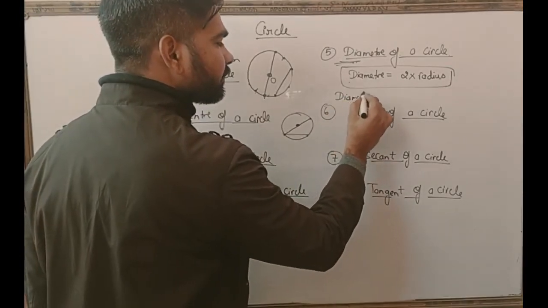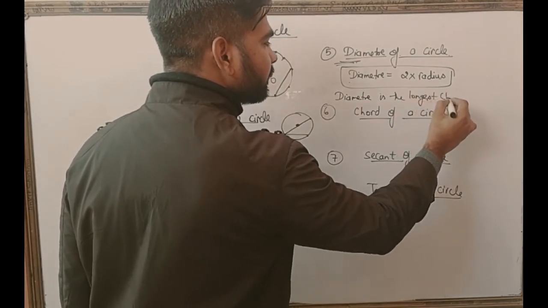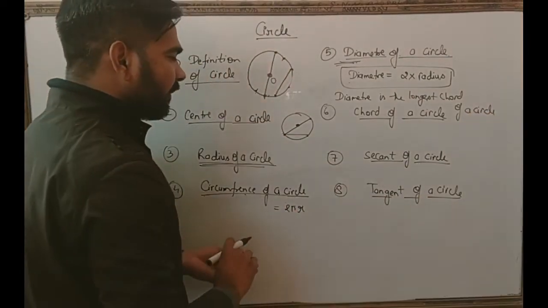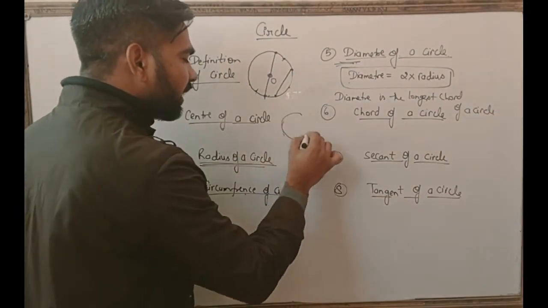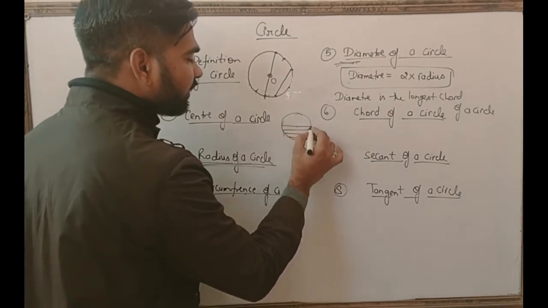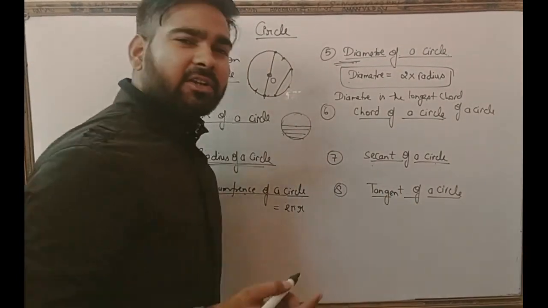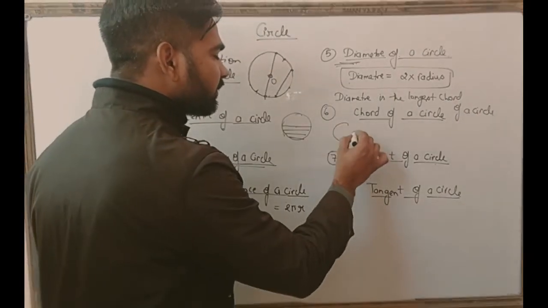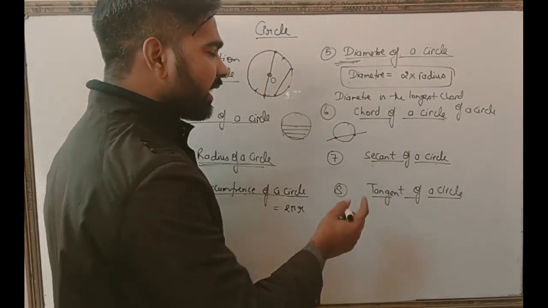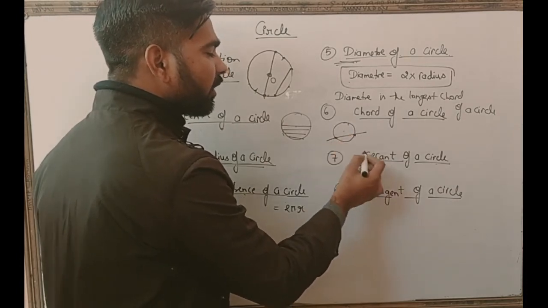Diameter is the longest chord of a circle, and it is clear from here that as we move towards the center the length of the chord will increase, and the longest chord of the circle is the diameter. Clear? Next is the secant of a circle. A secant of a circle is a line which cuts the circle at any 2 fixed points. A secant is a line segment which cuts the circle at any 2 fixed points.